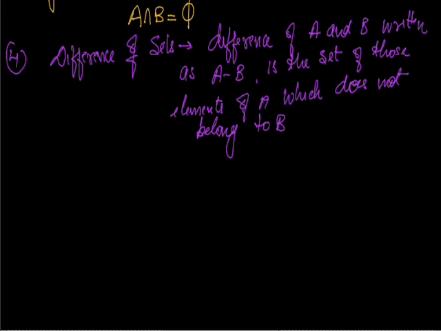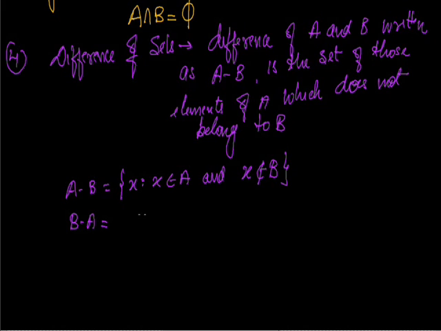Let's move to the example of difference of sets. First of all, we will write A minus B. A minus B means {x : x belongs to A, but x does not belong to B}. Those elements which are in B do not come in A minus B, and B minus A will be equal to {x : x belongs to B but x does not belong to A}. Let's move to the example.